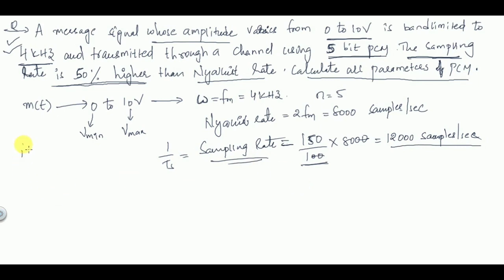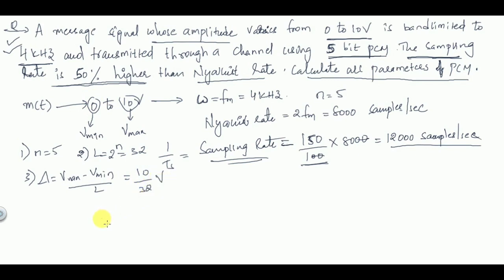Okay, so now first of all, step size. What is step size? So first is n, the number of bits per sample. n is equal to 5 we have. Second is L, the number of quantization levels, which is equal to 2 power n, which is 2 power 5, that is 32. Next, third is step size. Step size is Vmax minus Vmin divided by L. So what is Vmax? 10. And Vmin is 0. 10 minus 0 is 10 divided by 32. 10 by 32 volts is your step size.